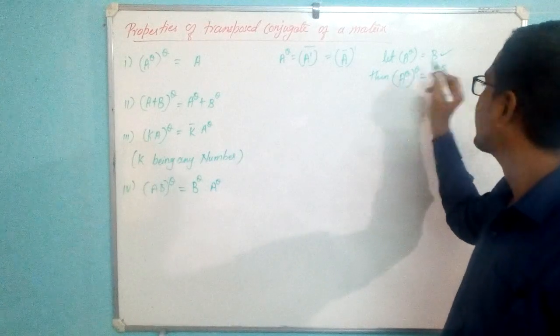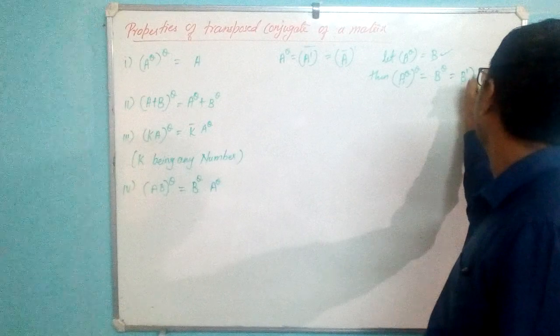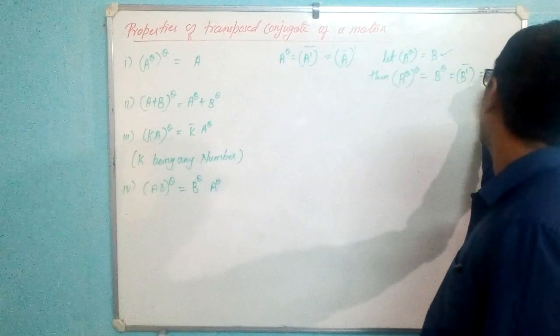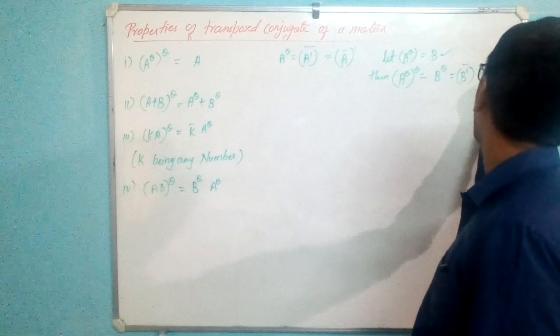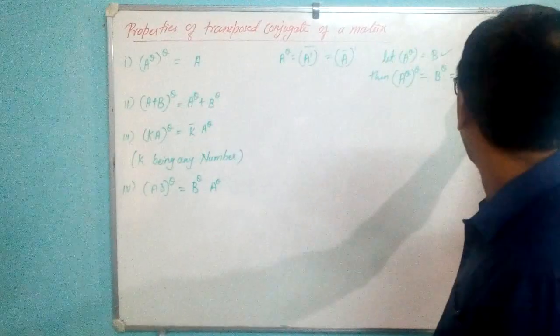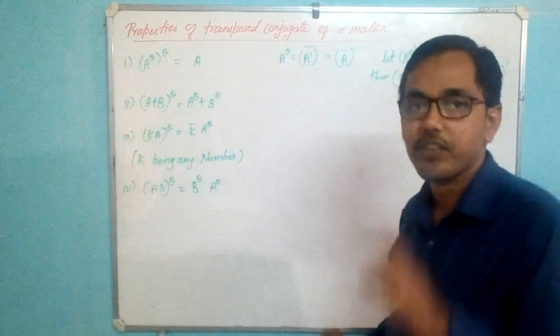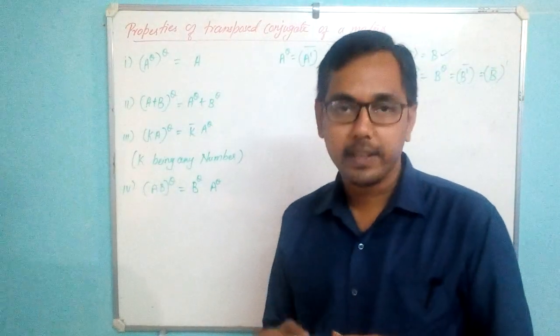You will have a matrix B. Once again, B to the power theta can be calculated as B transpose whole conjugate or B conjugate whole transpose. So you have to calculate this thing. Once you get this value, write B to the power theta, that will be equal to A, the initial matrix. That is how you want to verify this one.